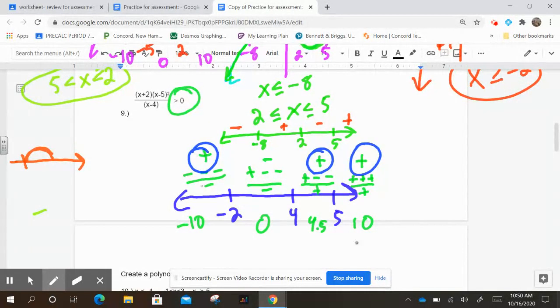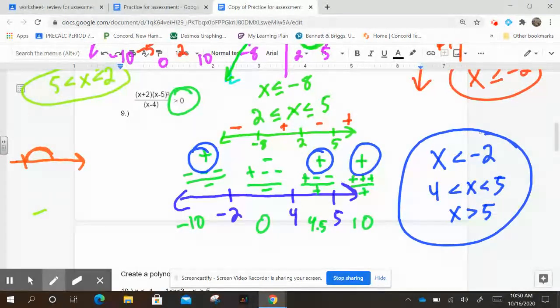So this part is going to be when x is less than -2, and then I'm looking for in between 4 and 5. And I'm looking for when it's bigger than 5. Okay, it's equal to 0 at 5, it's not bigger than. So I can't just say when x, I can't do it like I did on the problem before, because it's not and equal to.